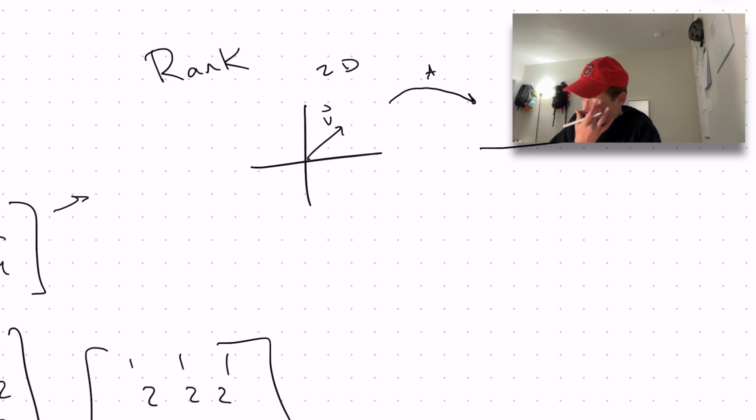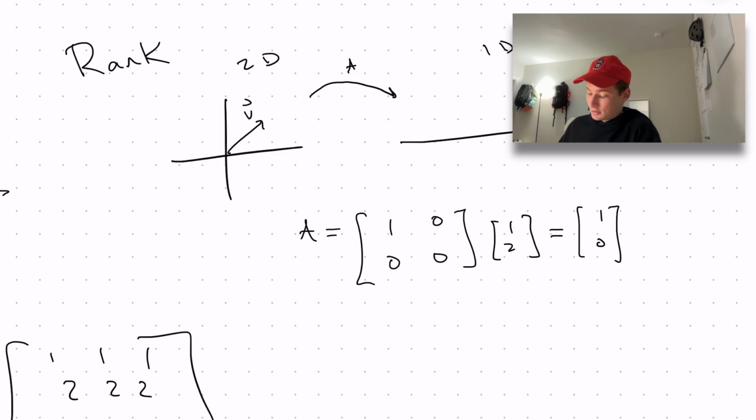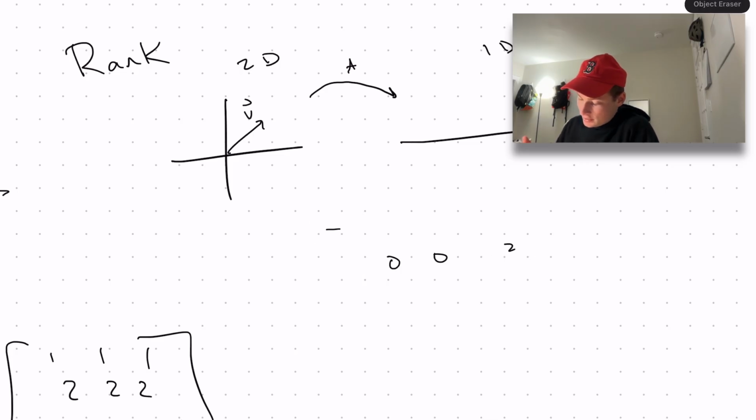So what does this kind of A look like? And I believe it looks like this. I think. Okay, let's test it. So if we had 1, 2, then this would result in 1, 0. Yes, I think so. Okay, so there are matrices that will squish everything and it will change the dimensions.